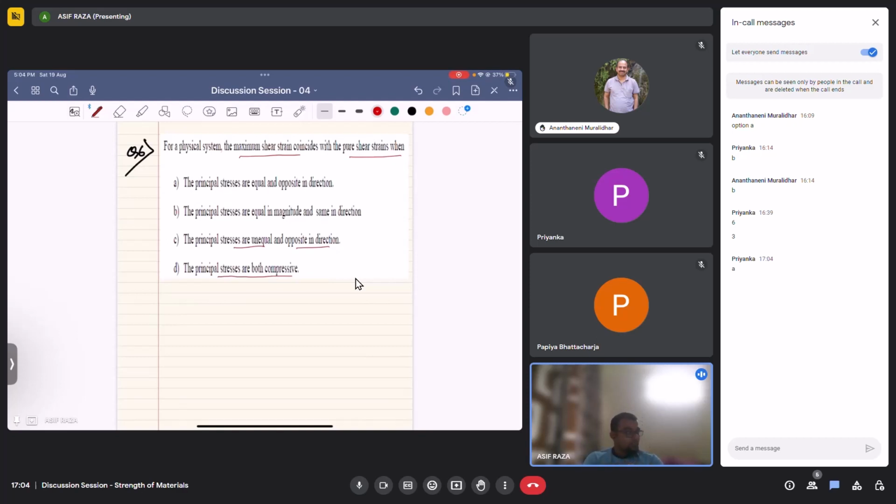Priyanka is saying option A. What about others? Mallit has also said option A. What about Papia? Correct me if I am pronouncing your name wrongly.